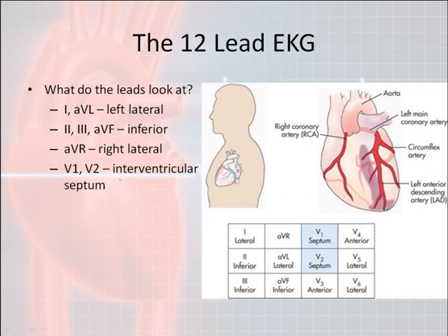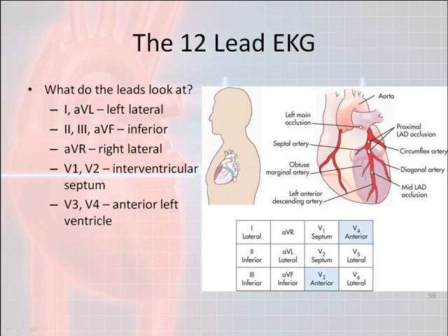If you want to see the interventricular septum, you look right here in V1 and V2. If you have ST segment elevation in V1 or V2, it's considered a septal MI, which right there is the interventricular septum.